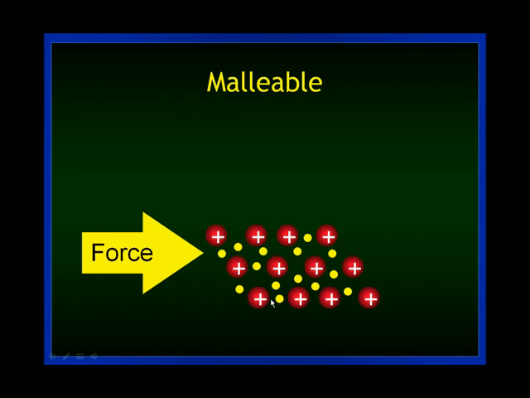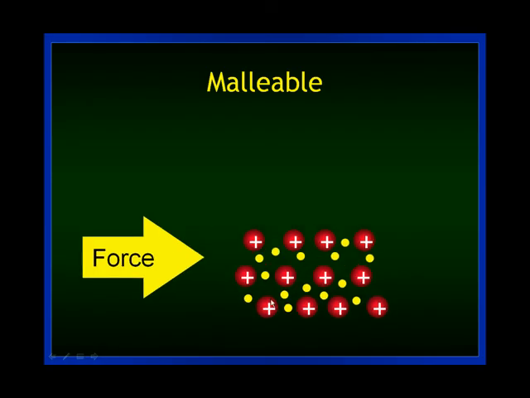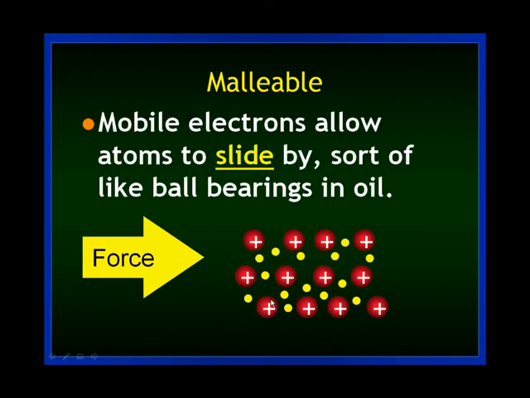Okay, so in this case here, it's a similar picture. Now I have my cations, my pluses, and those valence electrons. And this time when I apply my force, something different's going to happen. It just kind of glides like ball bearings in oil. So it just kind of slides back and forth.